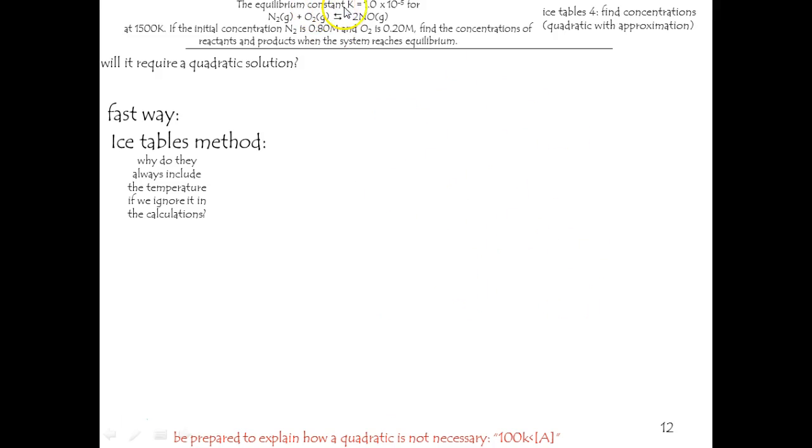The equilibrium constant, which is extremely low for the synthesis of nitrogen monoxide, is given at 1500 Kelvin. Note we'll ignore that since it's holding steady. The initial concentrations they give you are 0.8 and 0.2. Those don't fit into the equilibrium constant expression but are used to solve for it. We'll find the concentrations of the reactants and the products when the system reaches equilibrium.